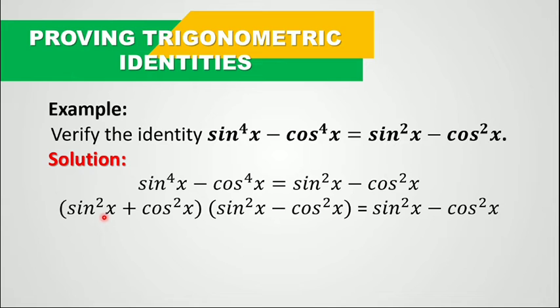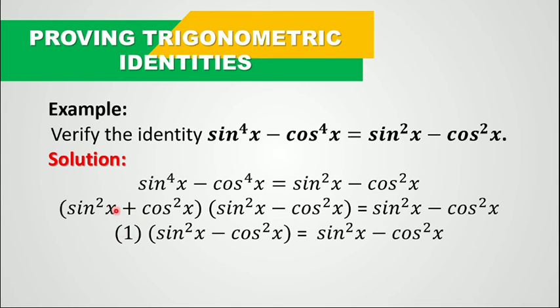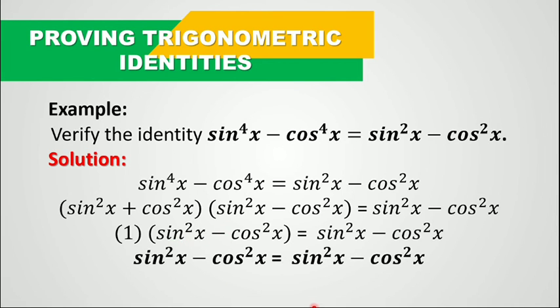Remember that sin squared x plus cos squared x can be rewritten, as it is one of the Pythagorean identities. That is simply equal to 1, as the Pythagorean identity states. And we just copy this other expression. So 1 times sin squared x minus cos squared x is simply sin squared x minus cos squared x. So we have already verified the identity.